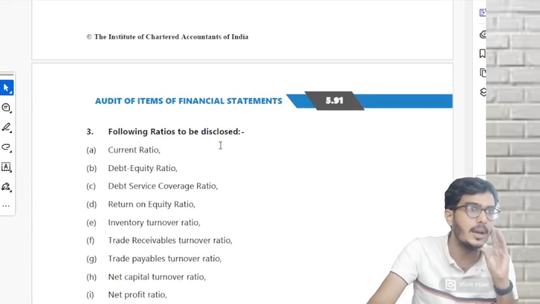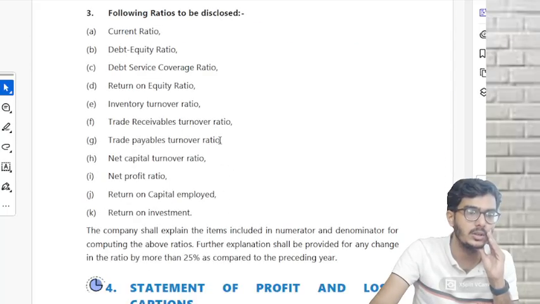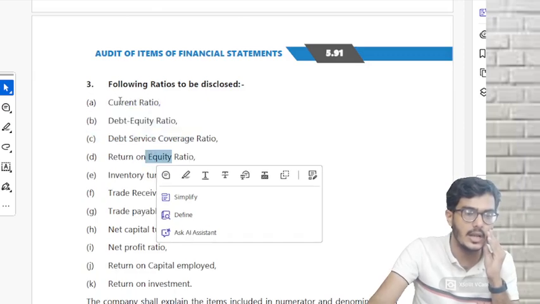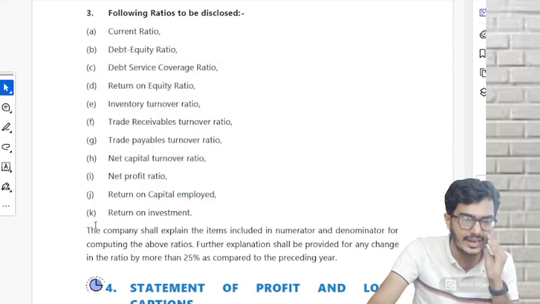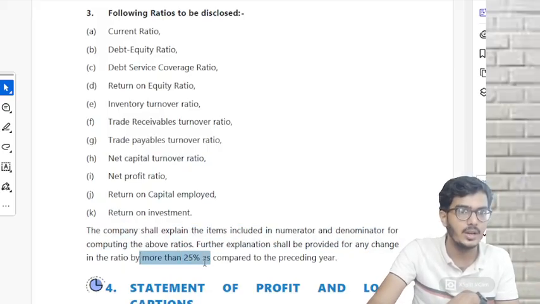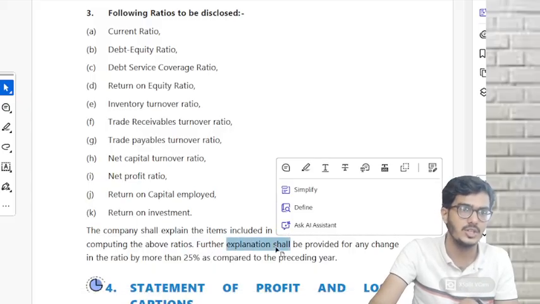Then comes an even simpler question which was asked in the September attempt. Write down the various ratios which are to be disclosed by a company in the disclosure. It is nothing but your FM accounting ratios chapter. All ratios you have written: current ratio, debt equity ratio, debt service ratio. Write these points A, B, C, D. Write this 3 line. What is the 3 line? That if there is any change in the above ratios when compared to the previous year, and the change is more than 25%, please separately give some explanation about those changes.